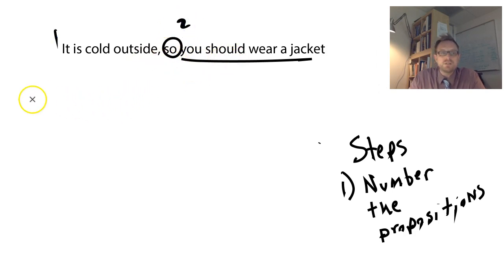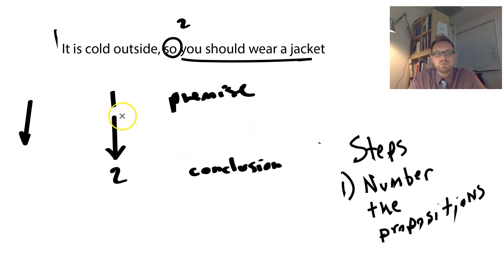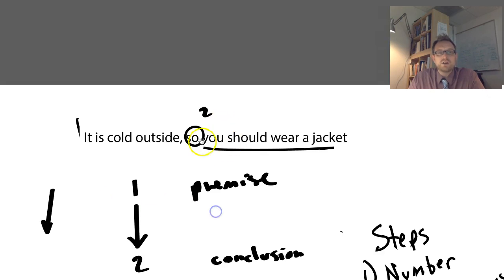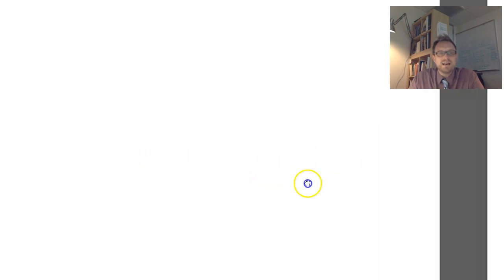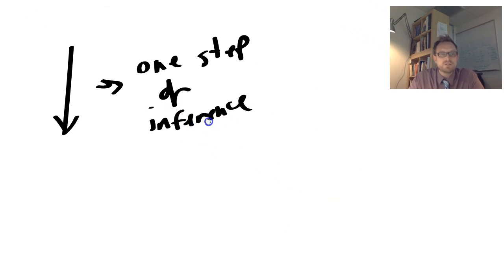And we can represent it using our arrow that I showed you earlier. The inference that's being supported here is 2, where what follows down here is the conclusion, and what follows up here is the premise. Okay, so 1 supports 2. So that's the first thing. This arrow always represents one step in the inferential link, one step of inference.